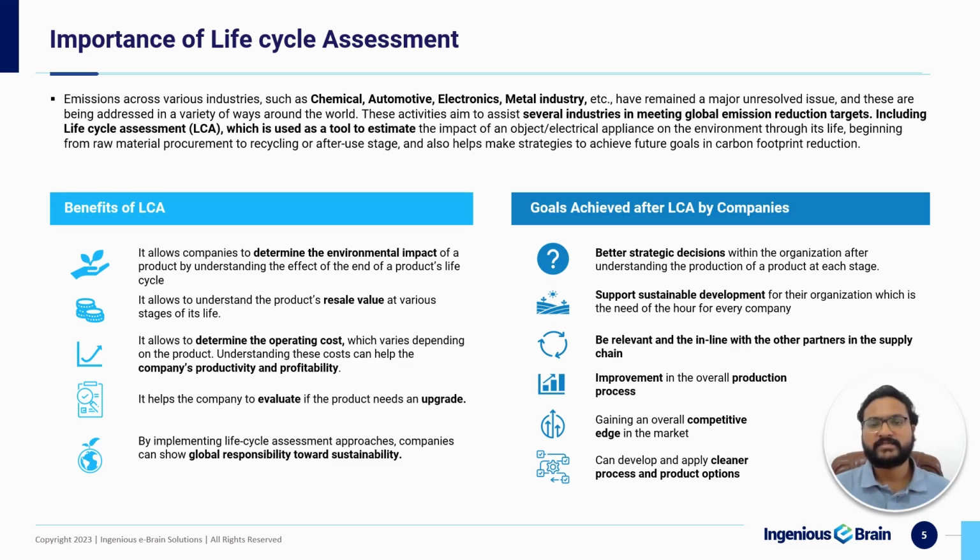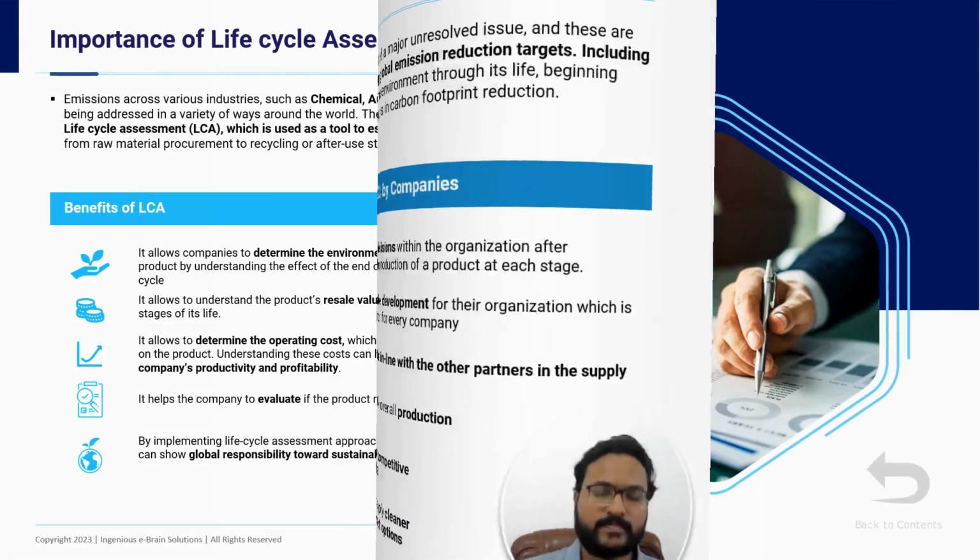The second one is to support the sustainable development, and further be relevant and in line with the other partners within the supply chain, since everybody is now having their own journey for the sustainability. They would want their partners and the vendors to follow the same. So to be in sync, to understand the potential of the business with those partners, there needs to be the life cycle assessment conducted first. Improvements in the overall production processes, as well as gaining the competitive edge in the markets, are some of the other goals that are being achieved by the companies.